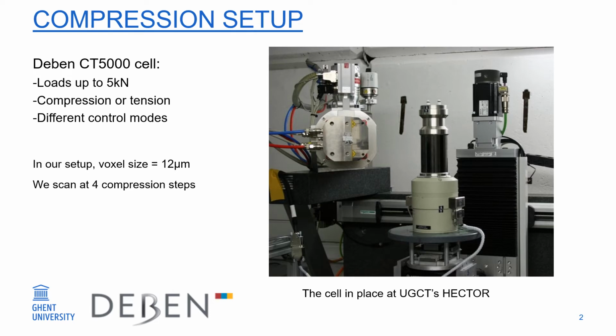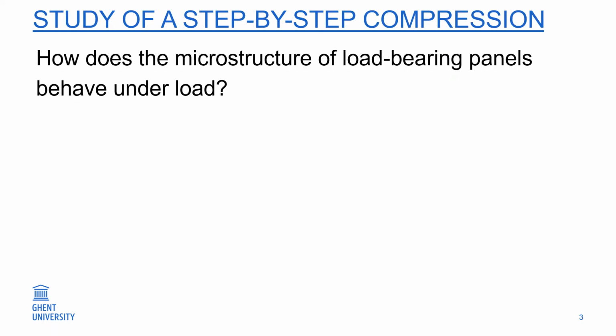The resolution is somewhat limited by the size of the device, so we can only reach about 12 micrometers at Hector, which is a scanner of Ghent University, which you see on the right. For this experiment, we chose a step-and-shoot approach, that is, compress up to a certain level, hold the tension, scan the sample while it is stable, and then resume compression. The goal of that experiment was to answer how the microstructure of load-bearing panels, such as OSB, behave under load.